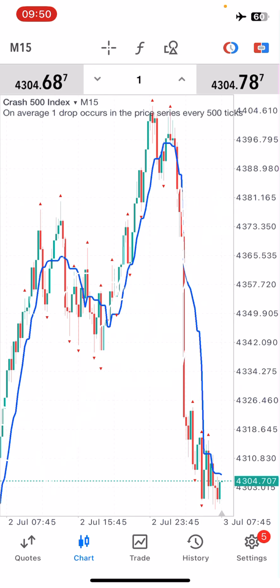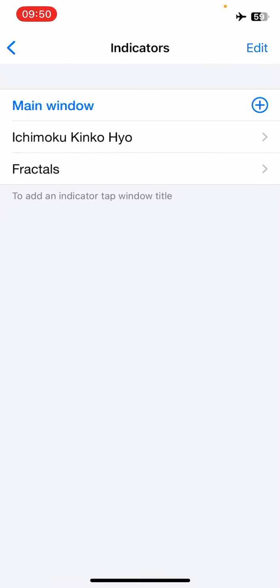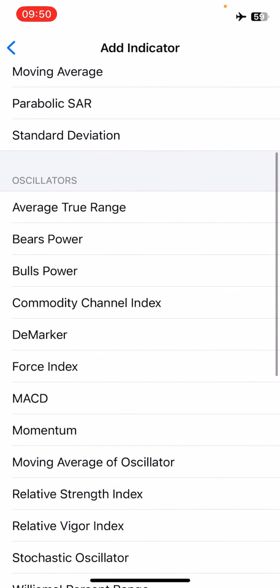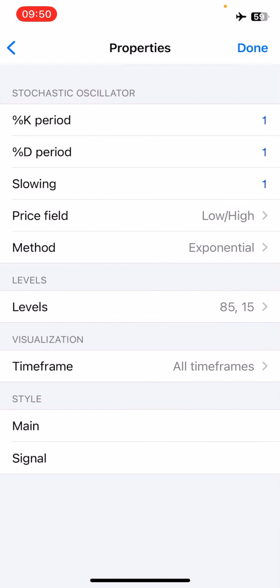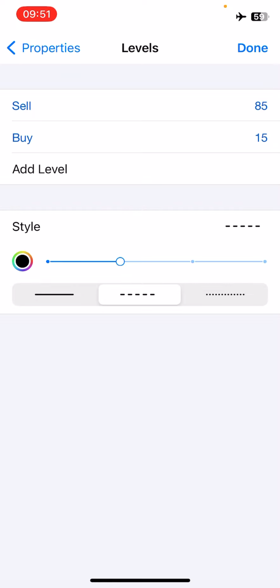So I'm going to go to settings again, main window. This time I'm going to choose the stochastic oscillator, and this stochastic oscillator is going to have the following properties: the percentage K period of 1, a percentage D period of 1, a slowing of 1, a price field of low high, a method of exponential. Now pay very close attention to these levels. We need level 85, which is labeled as sell, and we need level 15, which is labeled as buy. Okay, please make sure you take note of that.